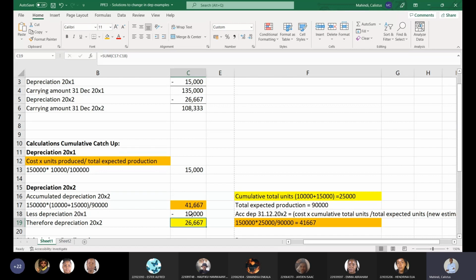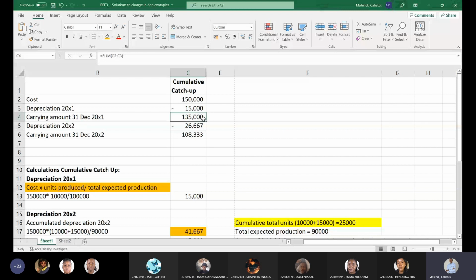Okay, so if we have the depreciation for 20x2, we can now calculate the carrying amount at 31 December 20x2. We already had the carrying amount at 31 December 20x1 was 135,000. We subtract the depreciation for the current year, which is 26,667, and we arrive at an amount of 108,333. That was the carrying amount at 31 December 20x2 using the cumulative catch-up method. Are we okay? Yes, sir.